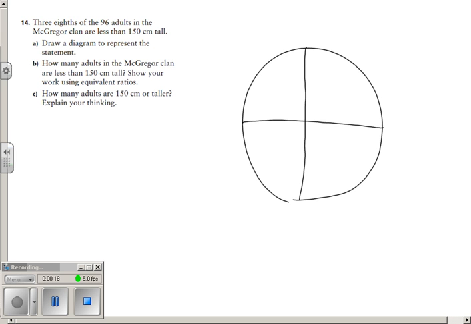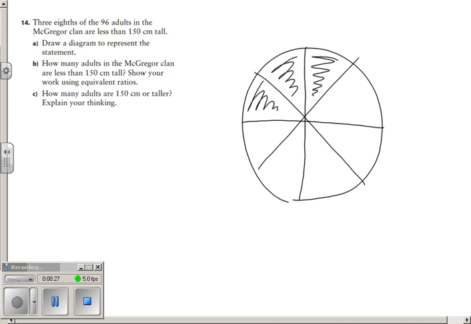Now those are quarters, and if I divide quarters in half, I get eighths. So really what we're looking at is 3/8. Now if all of this together, if the whole thing equals 96, I want to know how much these three parts here equal. Okay.